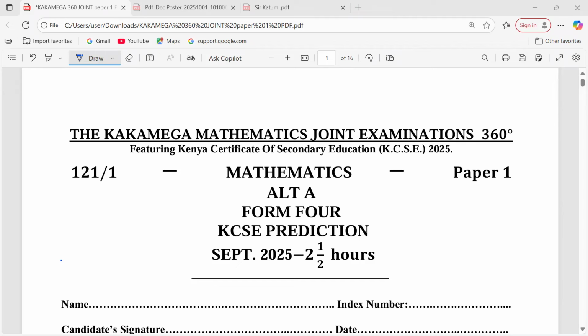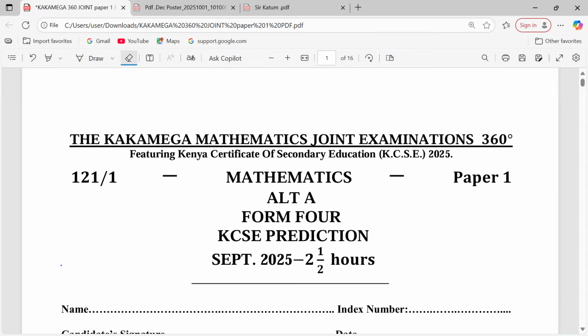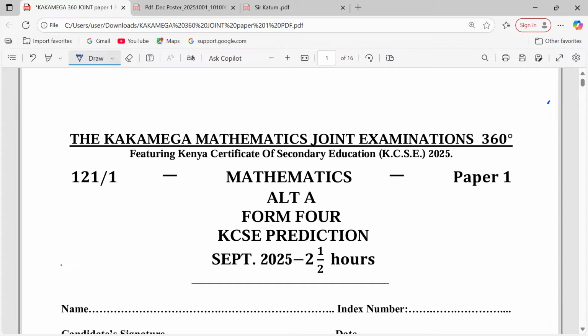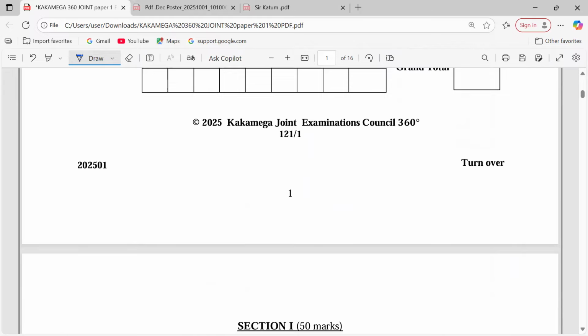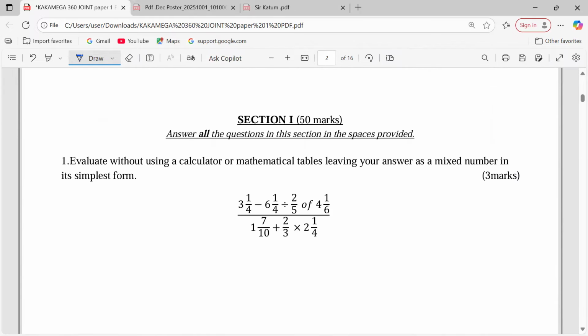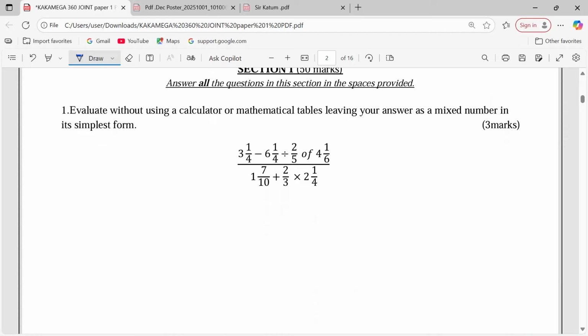We shall be discussing Mathematics Paper 1, Section 1, the Kakamega Mathematics Joint Examination, 360 degrees. I don't know what they mean by that, but one thing I'm sure is that this is a paper which has been well thought out, with very serious items. As we discuss the paper from number 1 to number 16 and later Section 2, you will agree with me that the setters of this paper know what they're doing. They know what they need. They know what students want at this particular time.